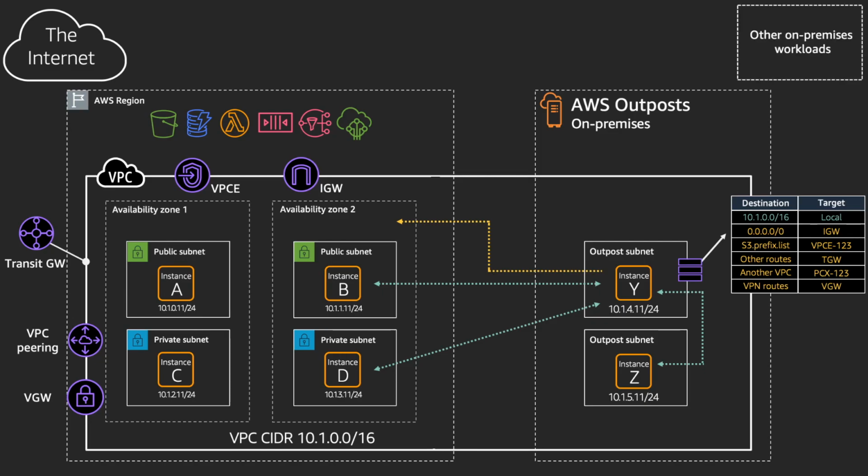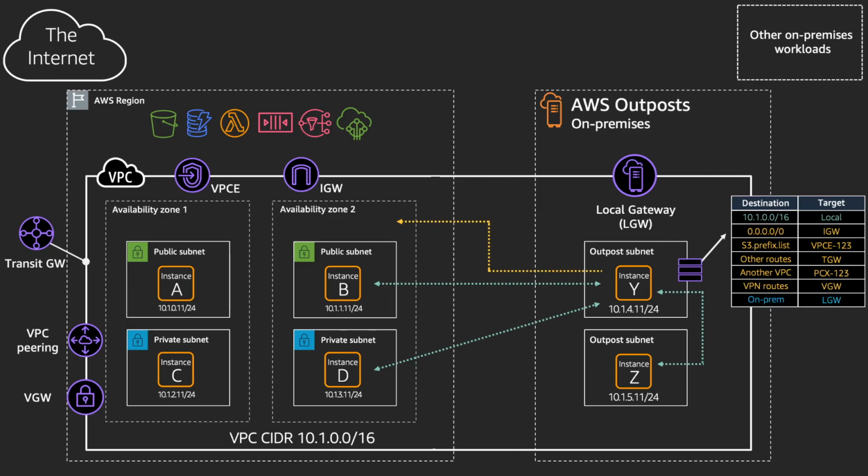Now, one of the main benefits of having an AWS Outpost on premises is low latency access to your on-premises workloads. So in this case, we've actually built a new type of gateway. The new type of gateway is actually called a local gateway, and it operates very similar to an IGW.